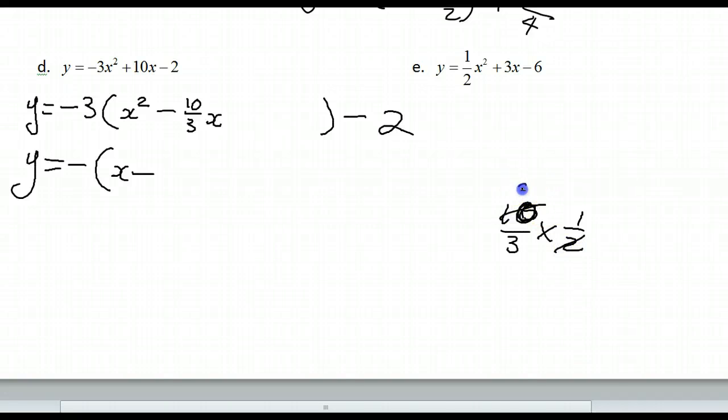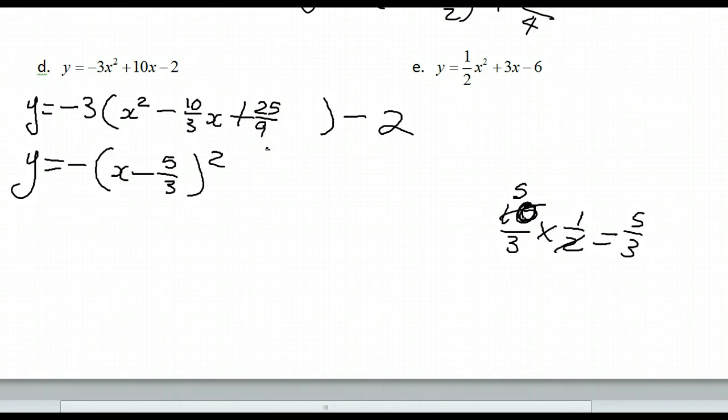So I just got my scratch pad over here. So half of 10 thirds is 5 thirds. So back here we know we need minus 5 thirds, quantity squared. That gives us x squared. Minus 5 thirds x doubled is minus 10 thirds. Square the negative 5 thirds, we get plus 25 over 9. And so really I need to subtract off 25 over 9, but when I remove it from the brackets, I multiply it by negative 3. So I'm going to go minus 3 times negative 25 over 9.